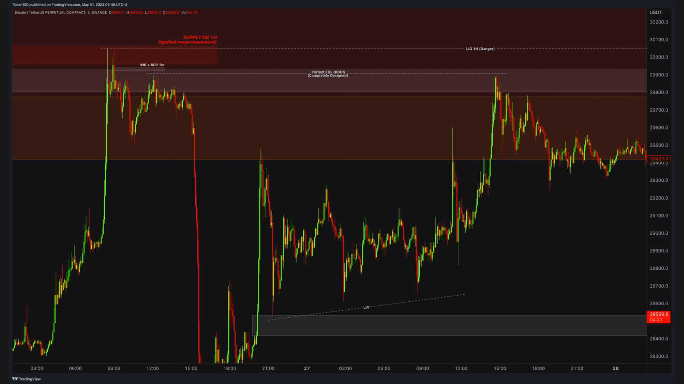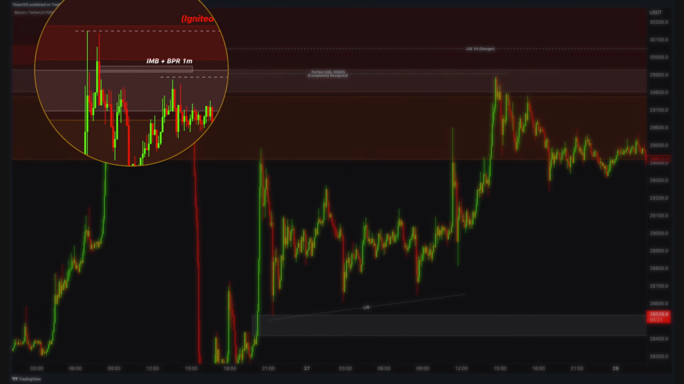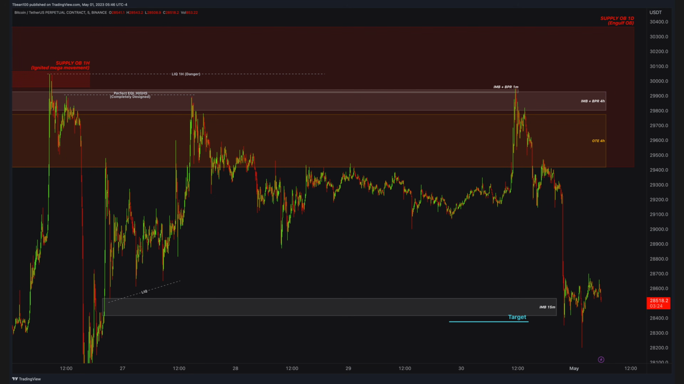If you check your 1-minute chart, you will also notice a very clear imbalance and BPR combo right above the equal highs. Okay, let's get back to the zoomed out view. You remember this extremely boring range, right? The weekend range. Now this was an obvious PO3 preparation.